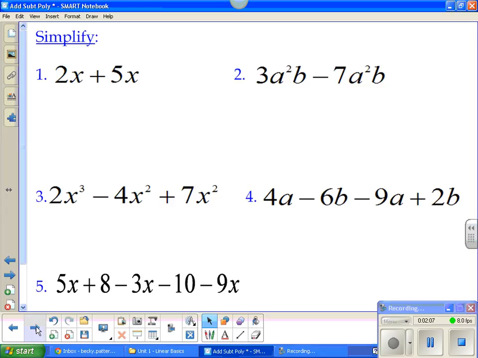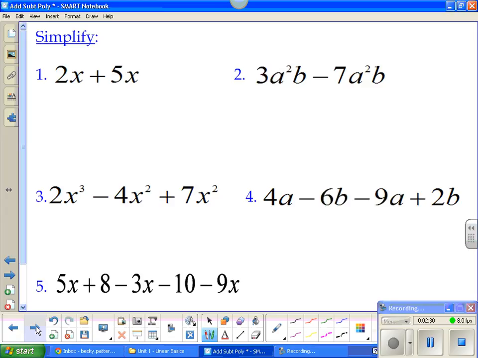So now that we know what like terms are, we're going to see if we can add and subtract some together. When you add and subtract like terms, you only add and subtract the numbers in the front. You do not touch the x's or the a's or the b's or the powers. You only decide that they are like terms and then you add the numbers in the front.